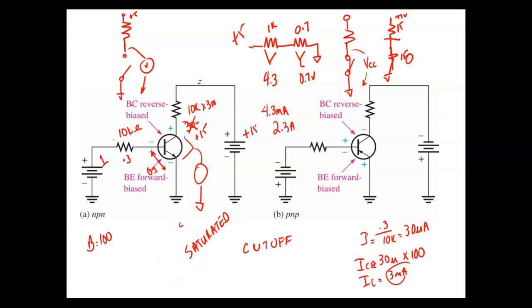So if that resistor up there drops all the voltage, then it's saturated. If that resistor up there drops no voltage, then it's cut off. Right? You understand that? So we can make these act like an electronically controlled switch.